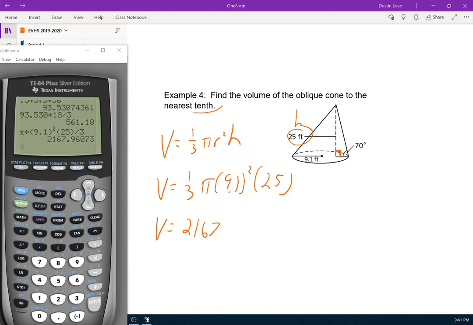2167. Now this one says nearest tenth, so it looks like that's actually going to round up to 0.68, or yeah, 2168.0 feet cubed.